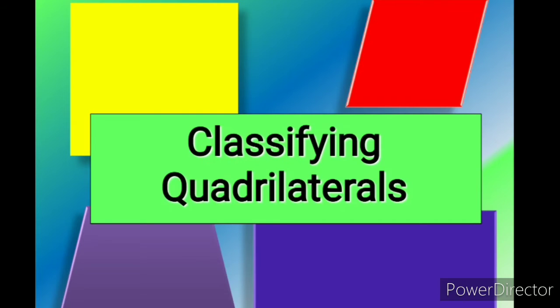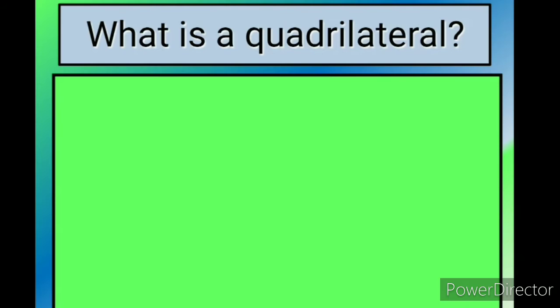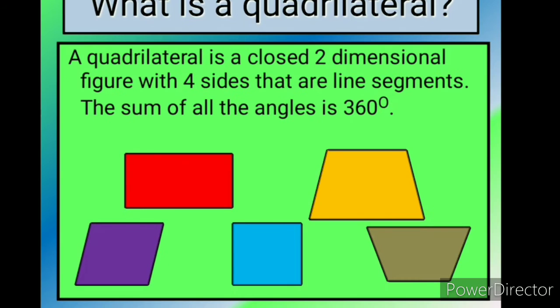Classifying quadrilaterals. Before that, we should know what a quadrilateral is. A quadrilateral is a closed two-dimensional figure with four sides that are line segments. The sum of all the angles is 360 degrees. Look at these figures. All are quadrilaterals because they are bounded by four line segments and they have four angles. So the sum of all four angles is 360 degrees.